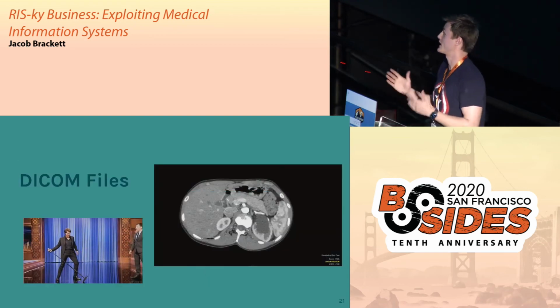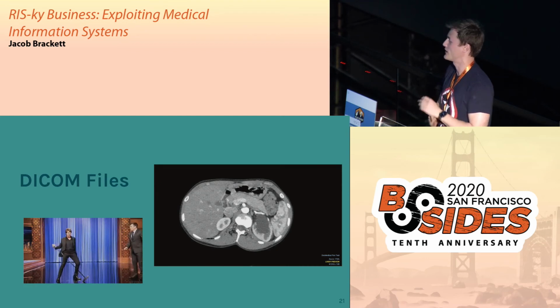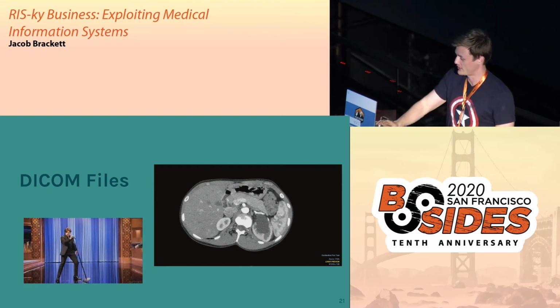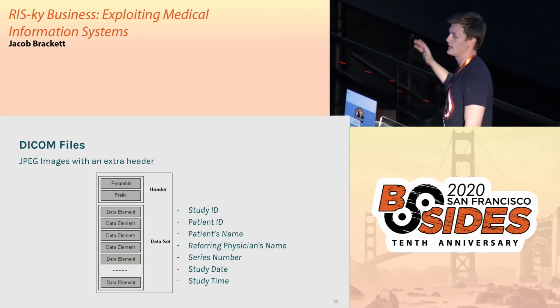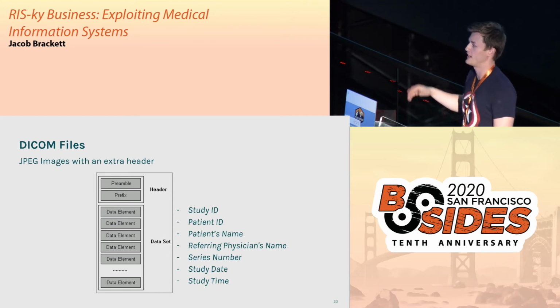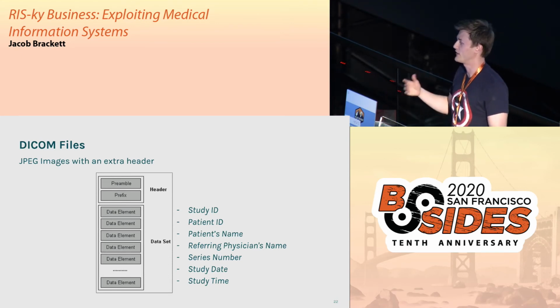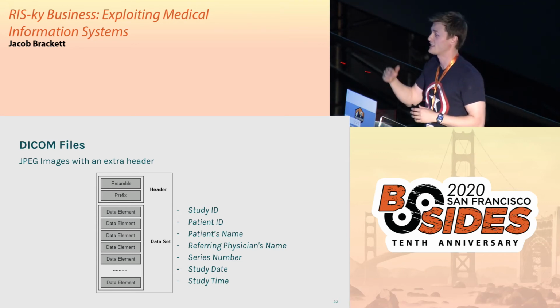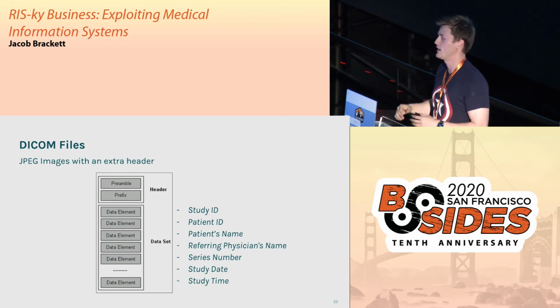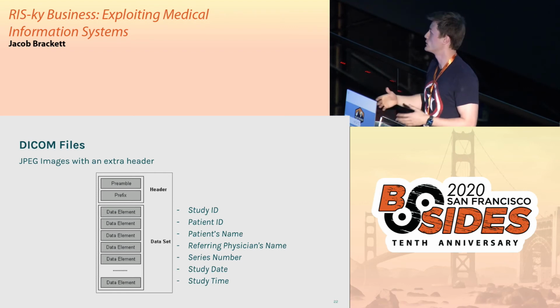Let's talk about DICOM files. That's the second half of the DICOM protocol. It's both a network and a file protocol. This is the header of a DICOM file. Basically, all a DICOM file is, is a JPEG image with a fancy hat, a nice header that's got some metadata information about how the image was actually taken.